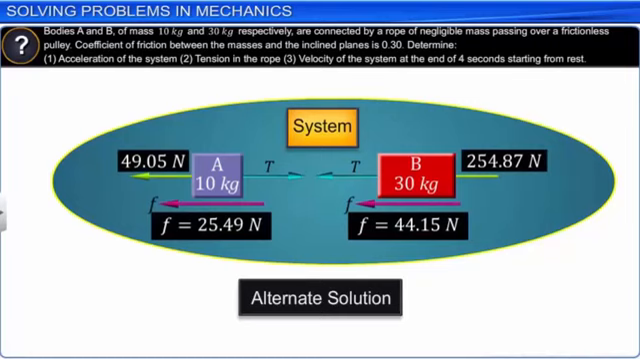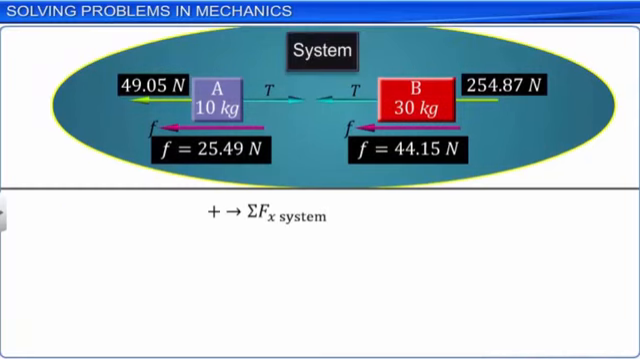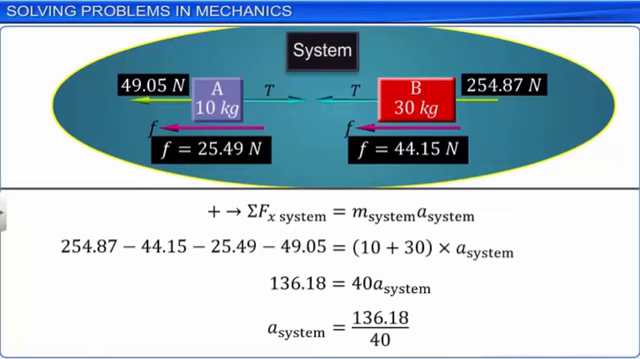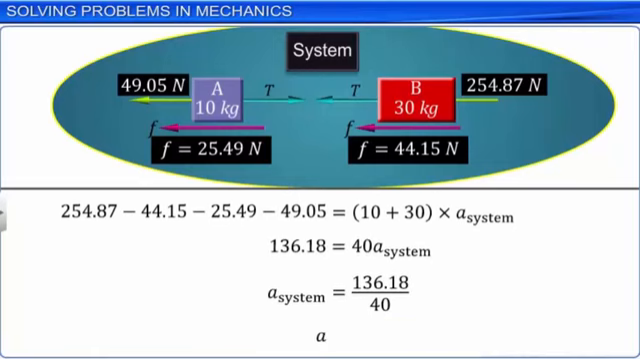The net force of the system along x direction is equal to the product of the total mass of the system and its acceleration. Substituting the values and solving, we get the acceleration a as 3.4 meters per second squared. The disadvantage of this method is that the tension in the rope T cannot be found directly.